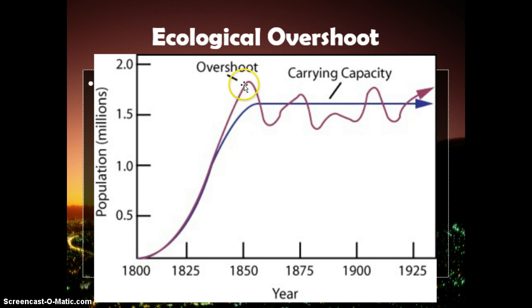And what would happen then is that you'd have a die-off, because it just can't support all of those. So the population would start to die off. Then it might rebound and come back up above the carrying capacity again and die off again, and so on. But it has to stay pretty close to that carrying capacity because that's really all the ecosystem can support.